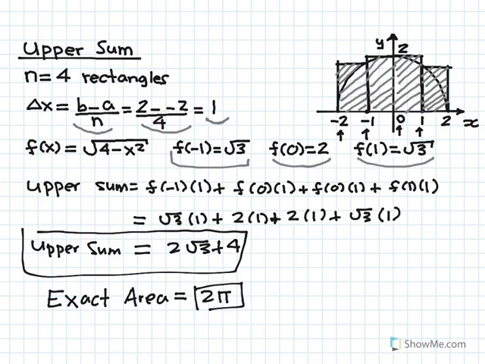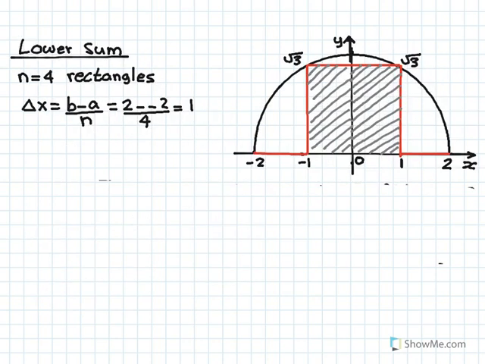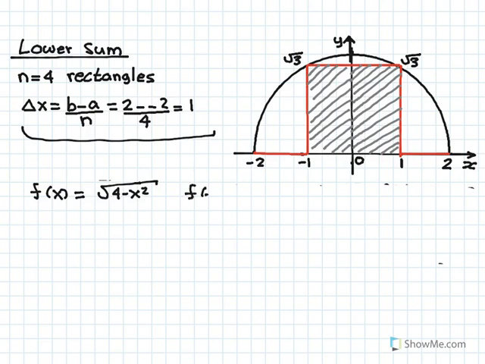All right, now let's work on the lower sum. We have 4 rectangles. Delta x is b minus a over n. That's going to be 2 minus negative 2 divided by 4, which is equal to 1, same width as before. And we have f of x is equal to root of 4 minus x squared. That's our function. F of minus 2 is going to be 0. F of minus 1, plugging x equals minus 1, that gives us root 3. F of 1 is also root 3. And f of 2 is 0.